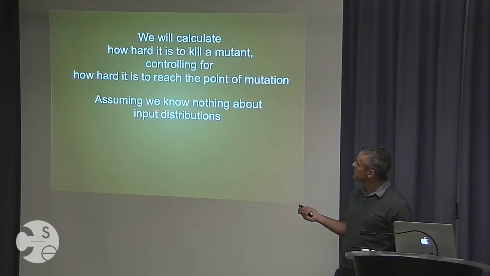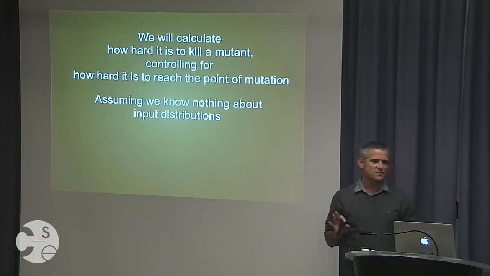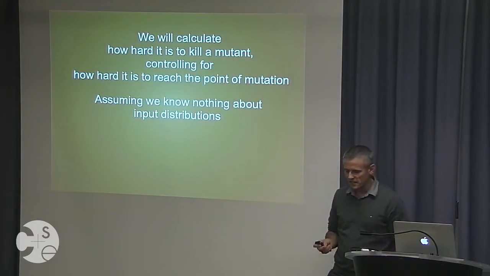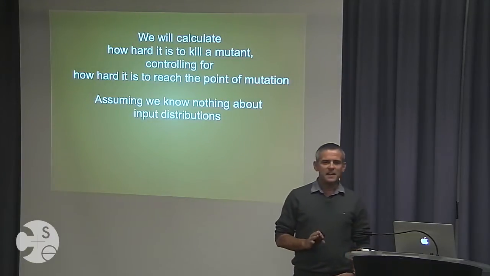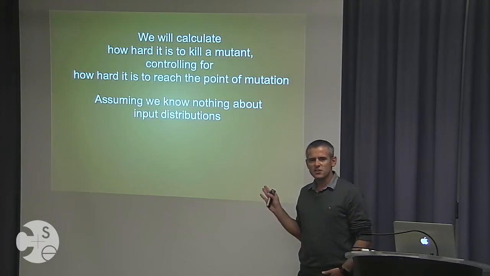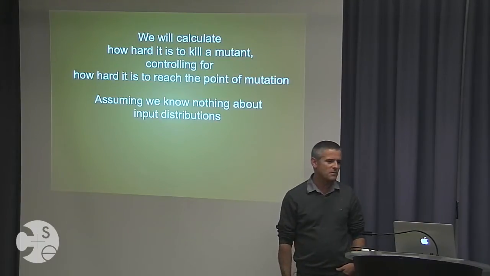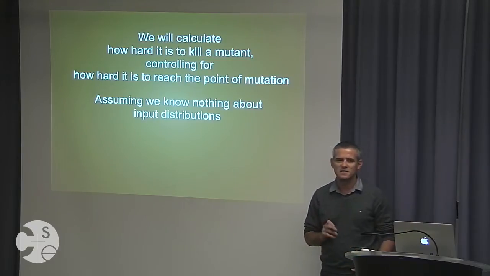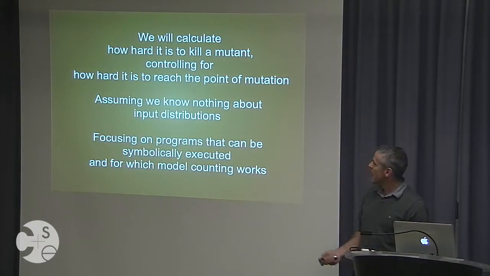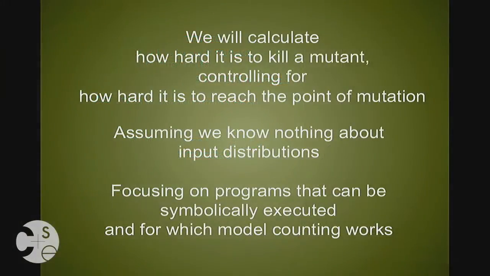We make one assumption, and that's that you know nothing about the input distributions of the program. So you assume it's completely arbitrary. That is not a serious constraint. We can easily change it. But for purposes of the presentation, I'm just going to stick with it because it makes things a lot easier to explain. And we are going to focus on programs that the hammer we have can actually hit. That would mean you can do symbolic execution of it, and also you can do model counting for this. And I will explain what both of these are in the next few slides.